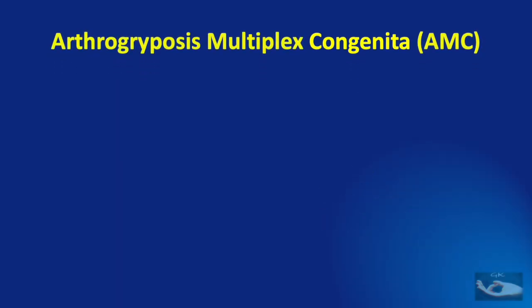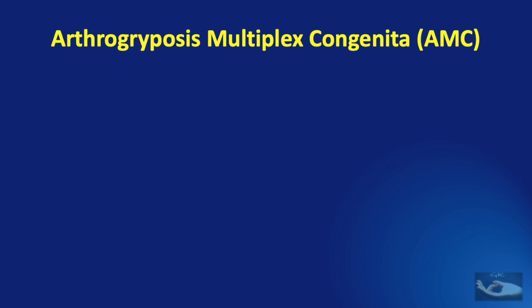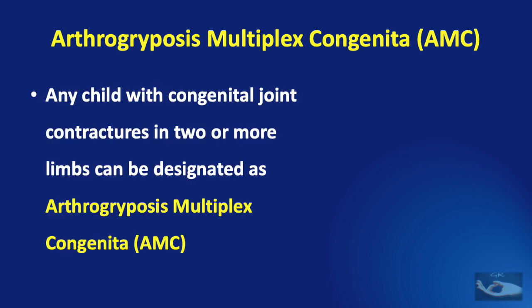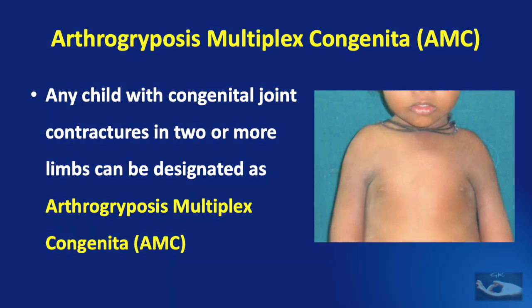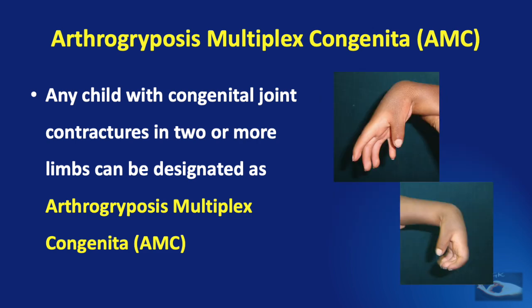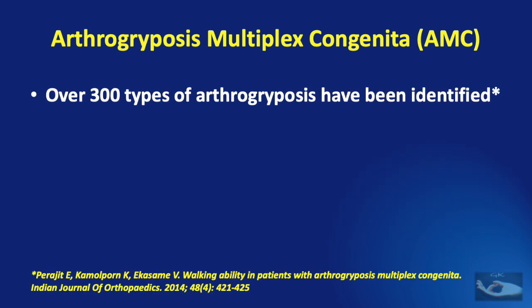So the symptom complex of Arthrogryposis multiplex congenita can be applied to any child with congenital joint contractures in two or more limbs as seen in this clinical example. You can see the wasting of the muscles and contractures in both shoulder joints and in both hands. Over 300 types of arthrogryposis have been identified. So it is difficult to make a very specific classification.